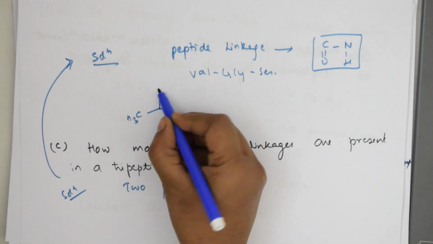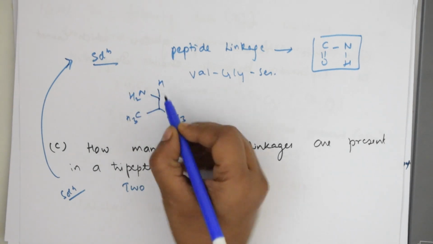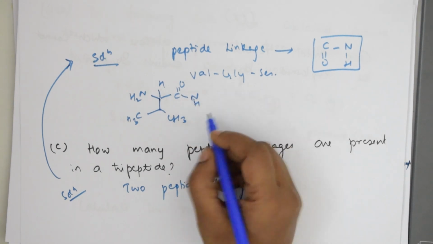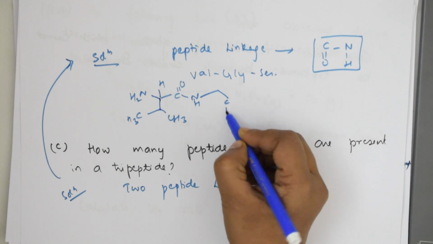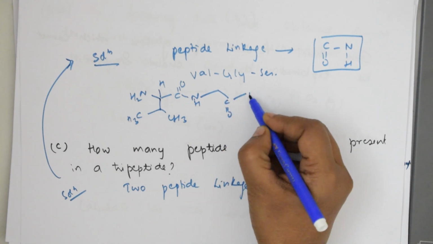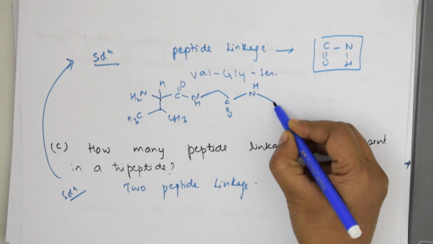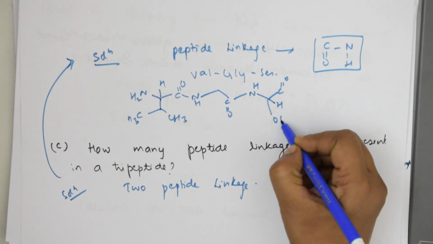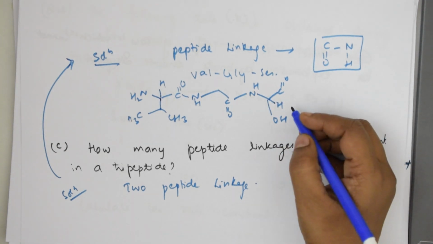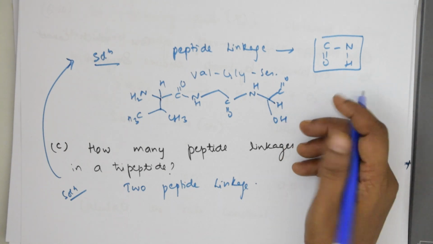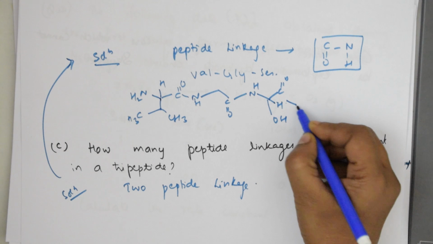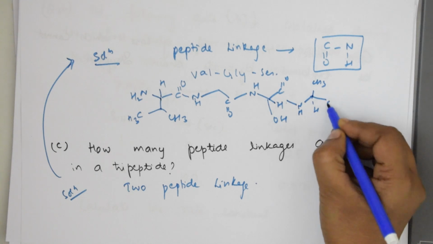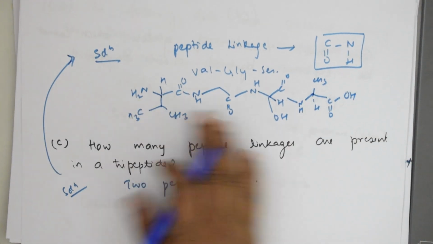CH3, hydrogen, NH2, C double bond O, NH. This is one peptide. This is linked to one more C double bond O, NH, C double bond O, hydrogen, OH. Again this links to one more, and it goes on like this, NH, CH3, H, C double bond O, OH. This is one unit, this is one unit, this is one unit.